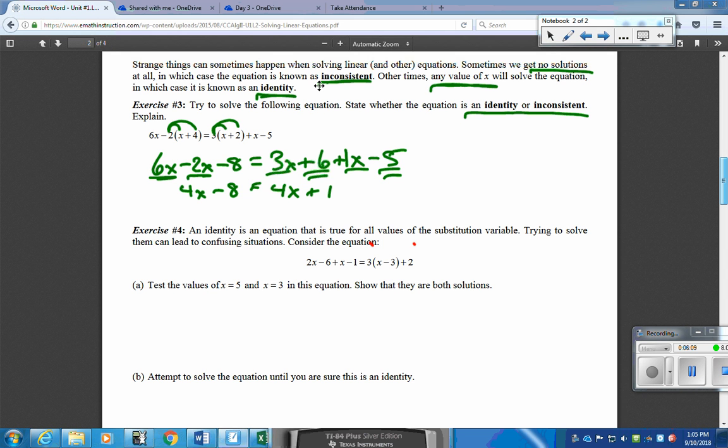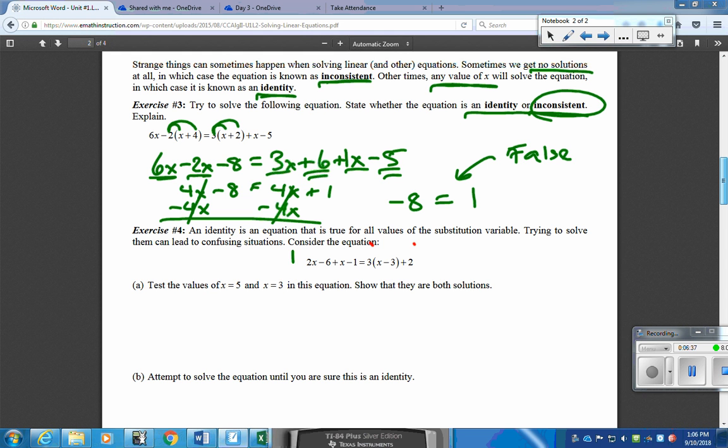Now here's where the kicker is. You subtract 4x on each side, and then those both cancel out. So what you end up with is negative 8 equals 1. Now this obviously is false, so that would mean that this is going to be inconsistent. So there's no answer that you could plug in. No number you could put on each side is going to give you an answer that would make it true.